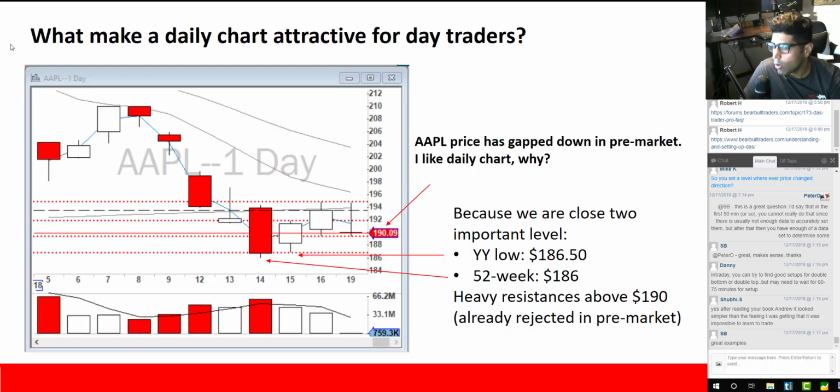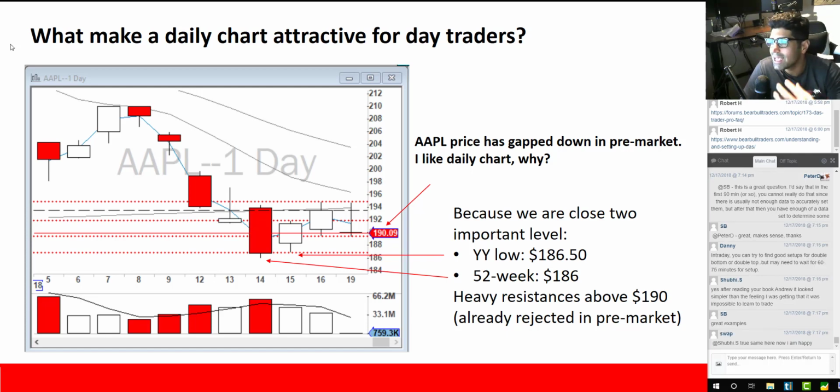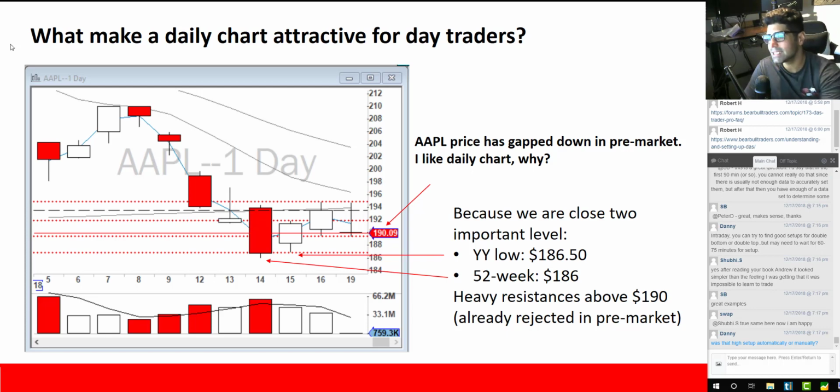Sometimes in the chat, I say, oh, I really like the daily chart, I want to trade that. And I don't like the daily chart. People are asking me, what do you mean when you say there's a good daily chart? I just want to show you a bunch of examples of what is a good daily chart and what is a bad daily chart. So this is an example of Apple. This is a daily chart of Apple.